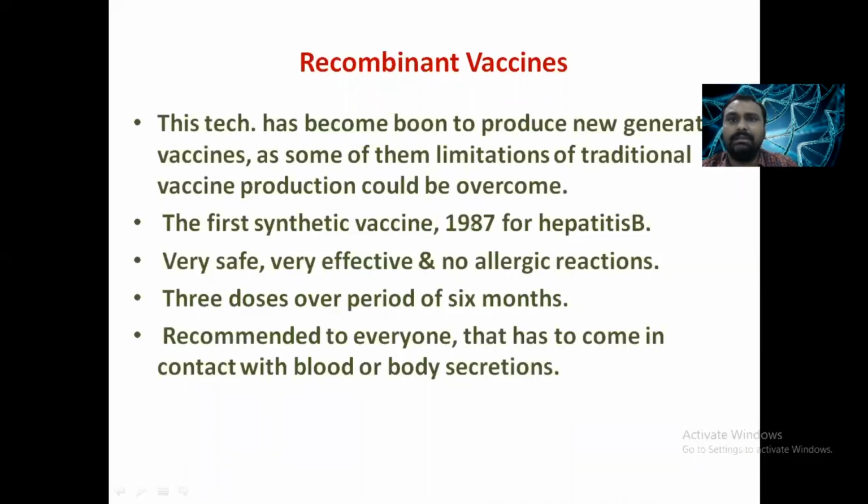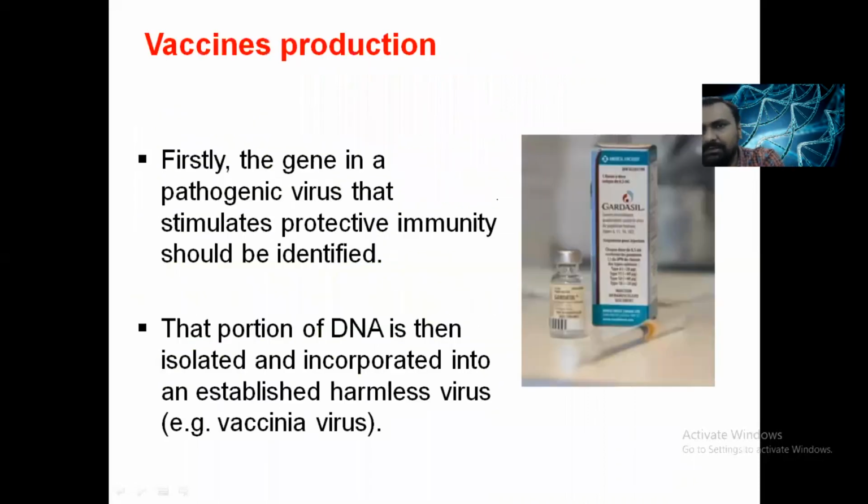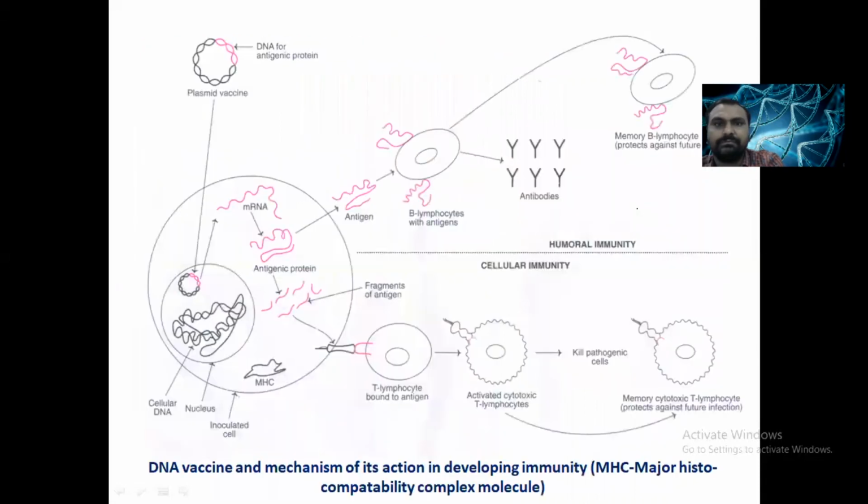Also, we can make vaccines with the help of this recombinant DNA technology. The first synthetic vaccine was made in 1987, for hepatitis B. It is very safe, very effective, and there is no allergic reaction when we make it with the help of recombinant DNA technology.